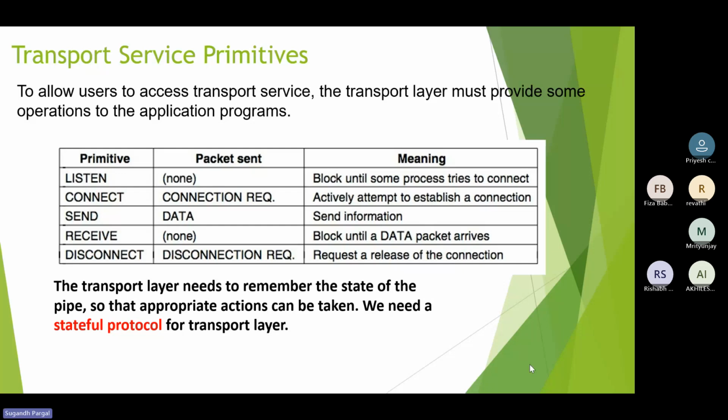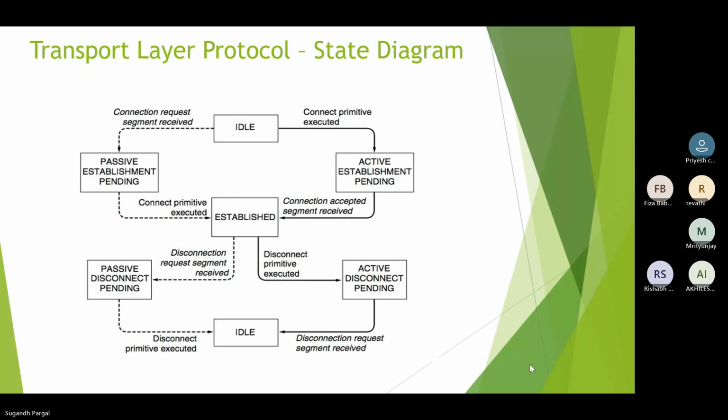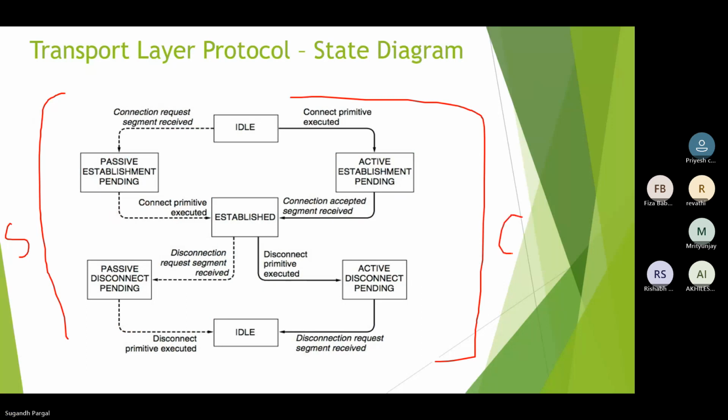So the transport layer needs to remember the state of the pipe so that the appropriate actions can be taken. We need a stateful protocol for the transport layer. So this is the state diagram of the transport layer protocol. Here you can see the dashed lines are the sender side, and the solid line is the client side. So initially it is idle.